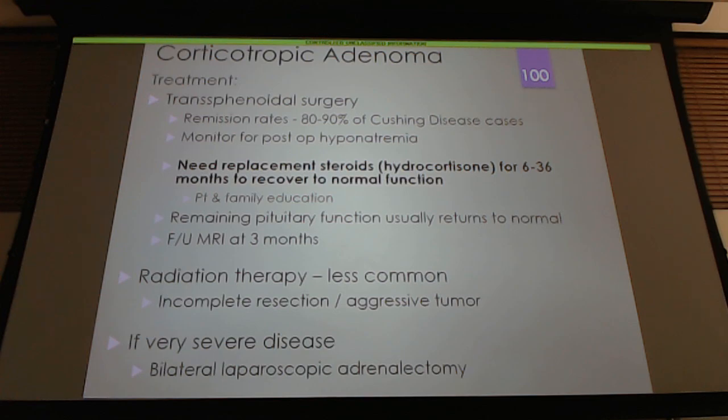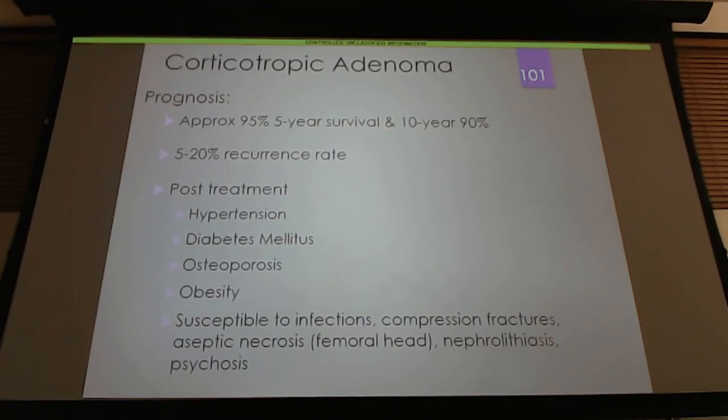Radiation, maybe, and then very rarely, so again, I'm giving you classic patients, but sometimes people will need to have adrenal surgery, but we're just going to keep it transsphenoidal surgery for this test. Okay, you guys stay with me. Again, they do well, 95%, there's your statistics, but you're still going to be monitored. And then again, hypertension, diabetes, osteoporosis, obesity, you need to monitor patients for this, okay? Especially if they've had excess cortisol for a really long time.